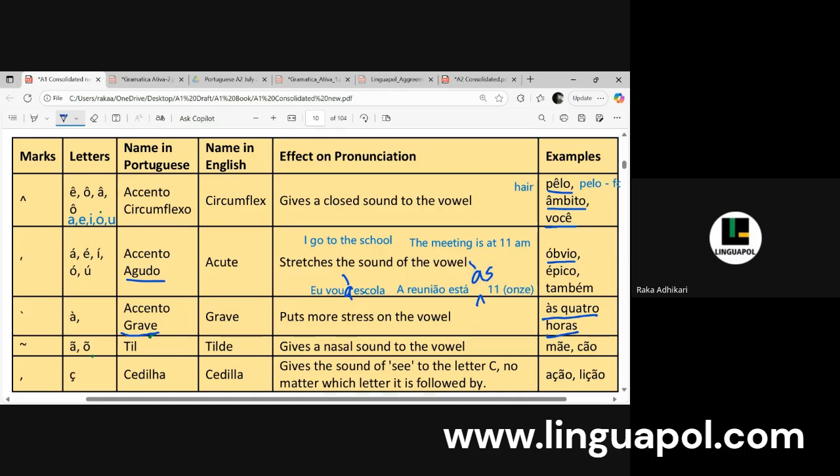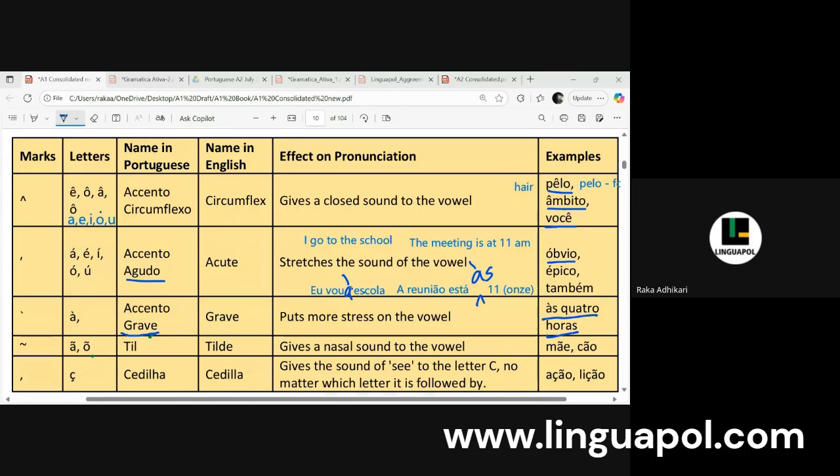So the complete sentence becomes "a reunião está às 11." The meeting is at 11. I want you to please note these two sentences. Make a note of both the sentences. So this is the use of accent to grave. It comes only with the letter A and it will come only when A is repeated.